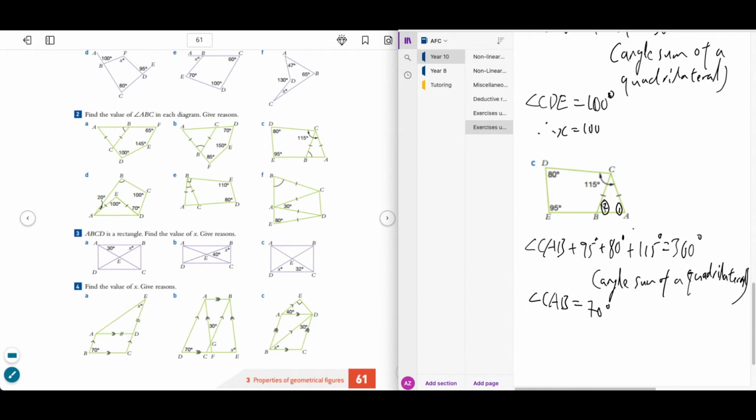Alright, and once we know that this is 70 degrees, we can say that angle CBA is also 70 degrees because of what? Base angles of an isosceles triangle. Because remember, angle CBA is in an isosceles triangle, and these two angles are the base angles of the isosceles triangle.